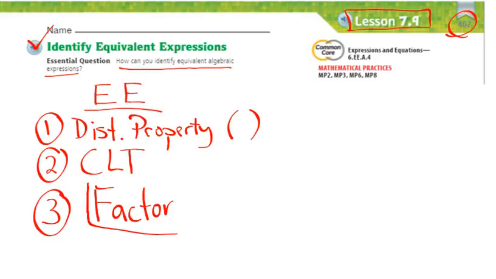All right, when do we look to factor? Well, the general rule is this. If you cannot apply distributive property and you cannot combine like terms, then we would look to factor using the ladder method. Okay? So these are the three pieces that we are going to use in order to identify equivalent expressions. So I would like you to go ahead now and turn to page 409.